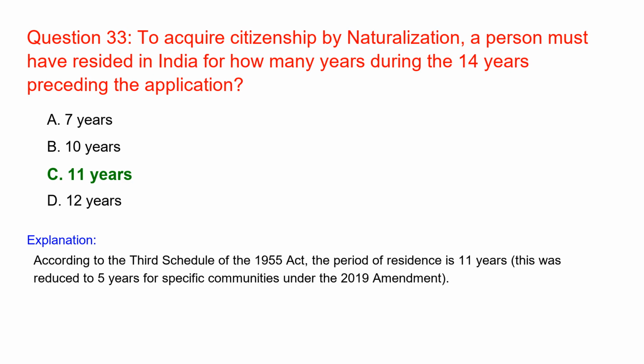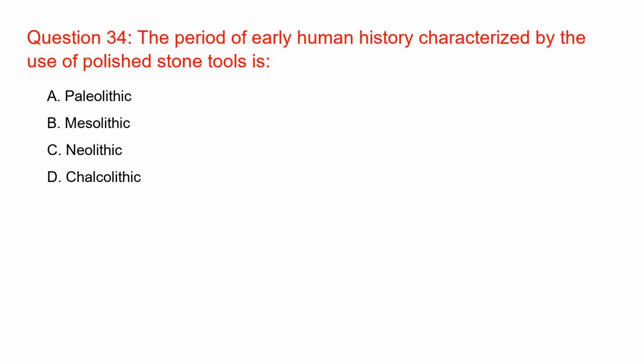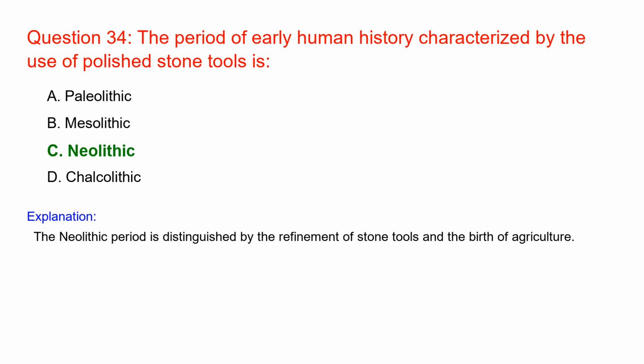11 years. According to the third schedule of the 1955 Act, the period of residence is 11 years. This was reduced to 5 years for specific communities under the 2019 amendment. The period of early human history characterized by the use of polished stone tools is Neolithic. The Neolithic period is distinguished by the refinement of stone tools and the birth of agriculture.